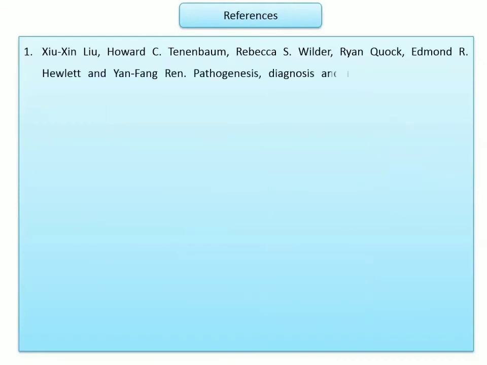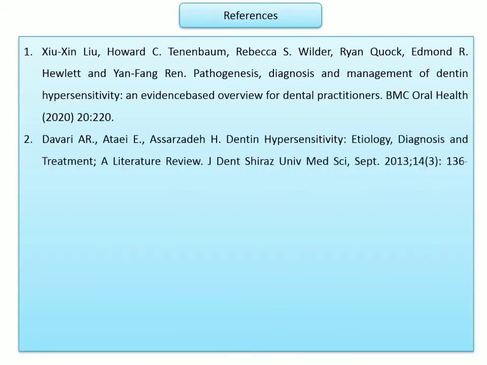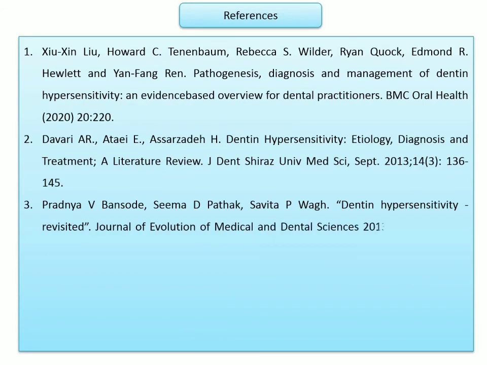So this was about dentin hypersensitivity, the different treatment modalities. And with this, we complete the topic of dentin hypersensitivity.